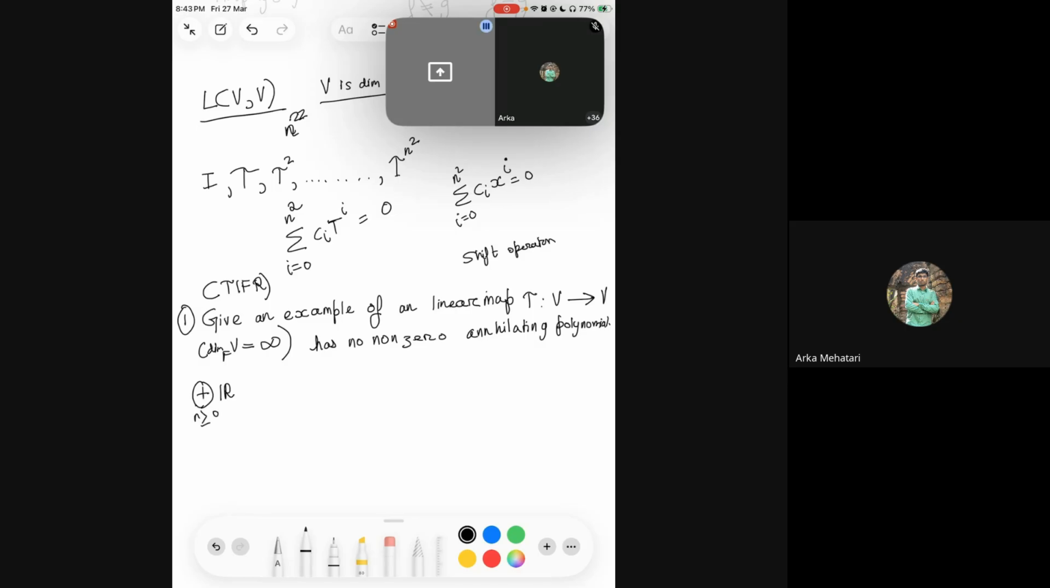Can you define it? Tell me. It is not the product. This is not the Cartesian product of R. Direct sum is not the Cartesian product of R.